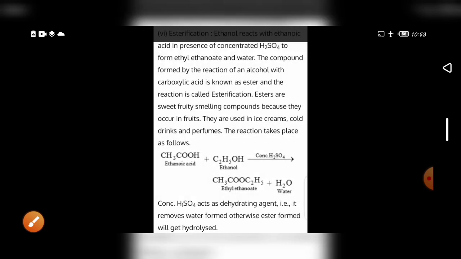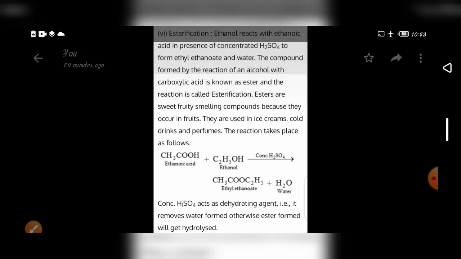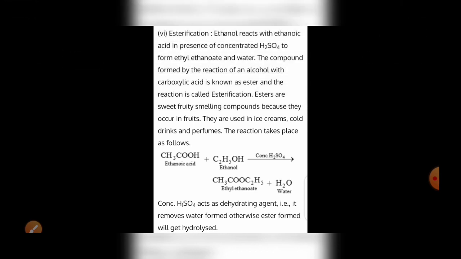Okay, next esterification. What is meant by esterification? Ethanol reacts with ethanoic acid in the presence of concentrated H2SO4 to form ethyl ethanoate and water. The compound formed by the reaction of an alcohol with a carboxylic acid is known as an ester, and the reaction is called esterification. For example, we take an acid, ethanoic acid, and an alcohol, ethyl alcohol, to form ethyl ethanoate. How will it be formed? I write the equation here.